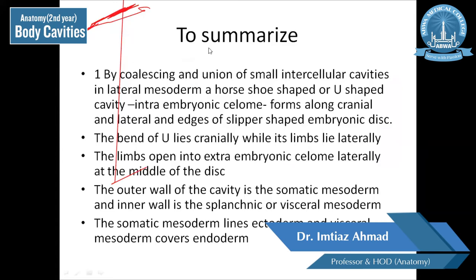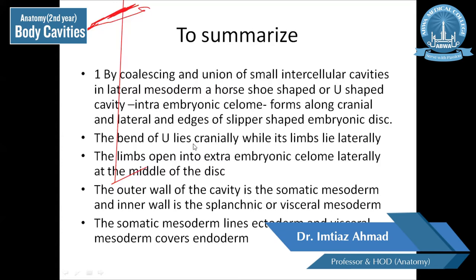Okay. To summarize, one, by coalescing or the union of the small intercellular spaces in the lateral mesoderm, a horseshoe shaped or U-shaped cavity is formed, known as the intraembryonic cavity, along the cranial and lateral edges of the slipper shaped embryonic disc.